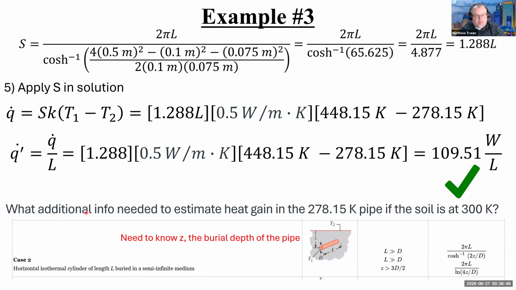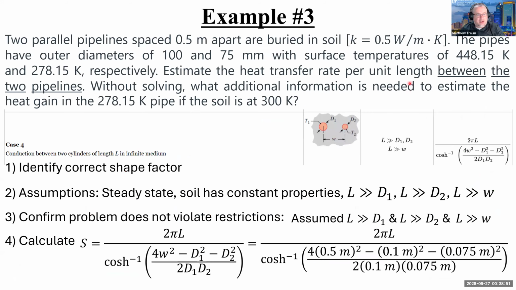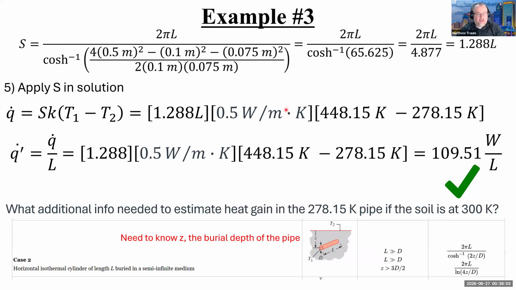Now, there's that last part, right, which is without solving, what additional information is needed to estimate the heat gain in the colder section of pipe if the soil is at 300 Kelvin. Okay, so the way that I would tackle this one, we don't actually need to solve for anything. We need to just think through how we would solve. So the additional information that's needed is the depth, right?